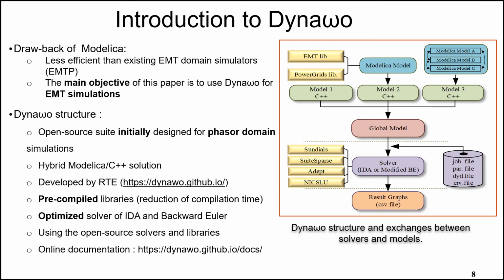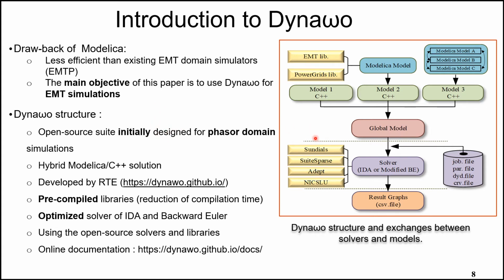We know that the main drawback of EMT simulations in Modelica, specifically for larger scale networks and circuits, is efficiency. EMT simulation using pure Modelica is not as efficient as EMT simulators such as EMTP. The main objective of this paper is to use Dynaωo for EMT simulations. Dynaωo is an open source hybrid Modelica and C++ solution developed by RTE initially for phasor domain simulations.